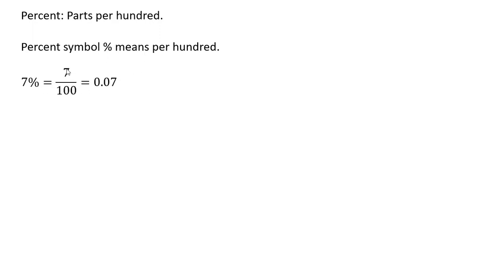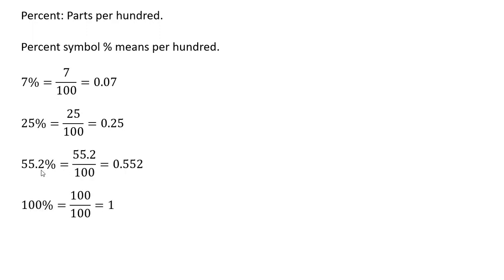So what is percent? It simply means parts per hundred. The percent symbol means per hundred. So 7% is 7 parts per hundred, and that just simplifies in a decimal as 0.07. 25%, 25 parts per hundred is 0.25. 55.2% is 0.552. And 100% is 1. 180%, 180 parts per 100 equals 1.8.